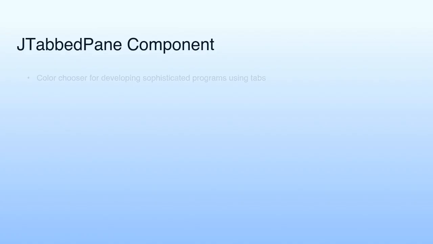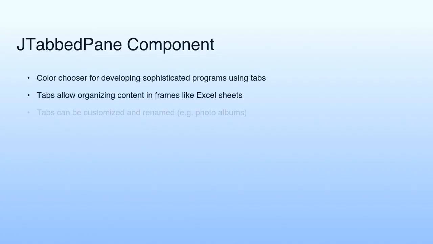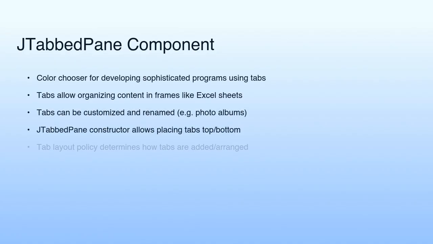The JTabbedPane component organizes content using tabs, much like Excel sheets, allowing for easy navigation and customization of tab layout, positioning and naming, as demonstrated in an example focused on developing sophisticated tabbed applications.